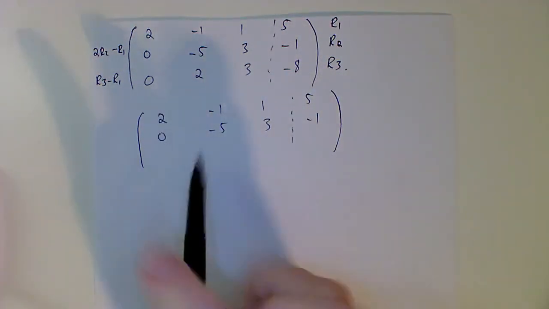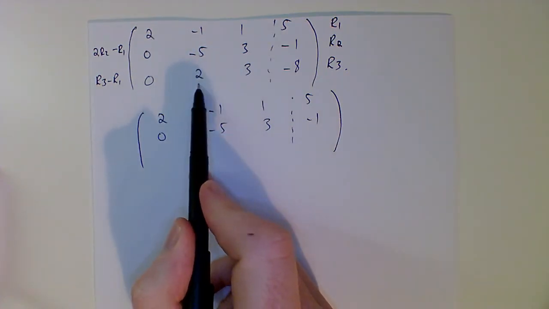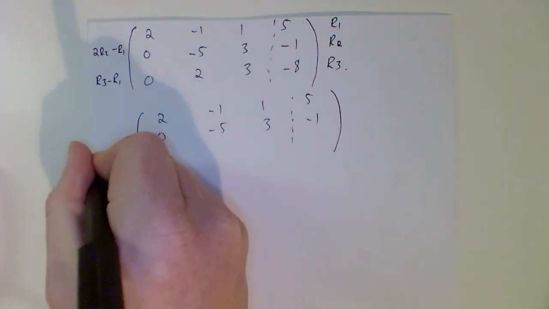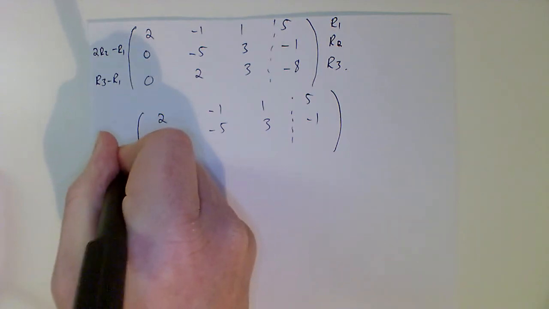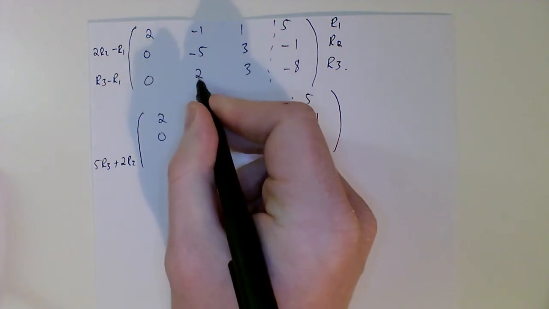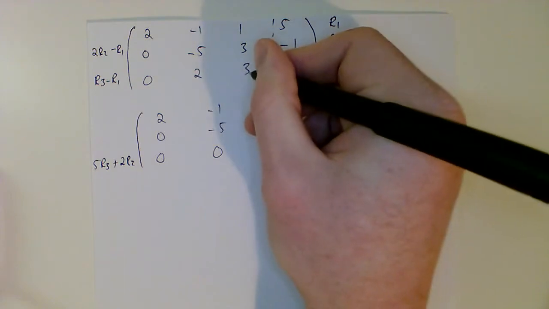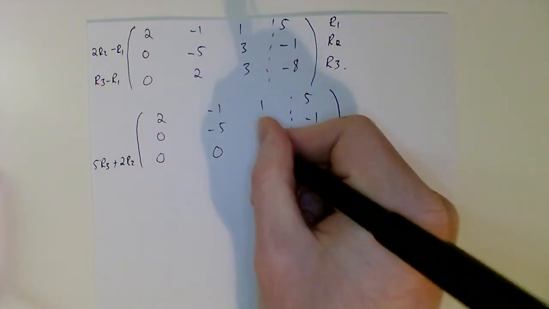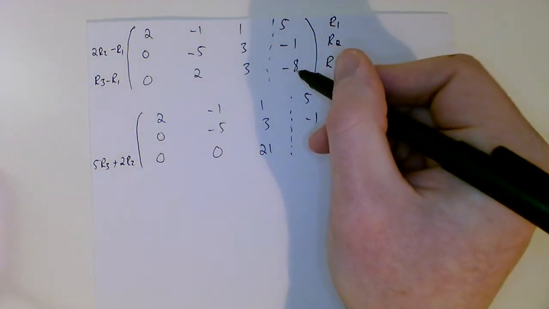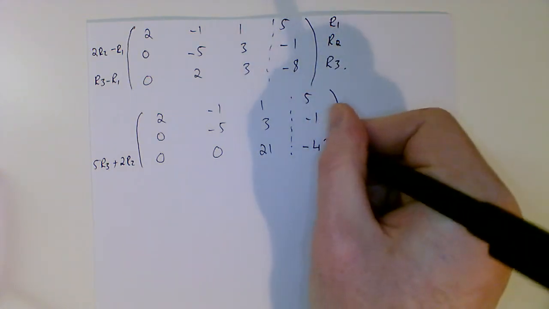Right, so I need to make that 0. So if I do 5 times R3 plus 2 times R2, so 5R3 plus 2R2. 5 times that would be 10 plus negative 10 would be 0, so that's right. So 0, 0. 15 plus 6 is 21. And negative 40 plus negative 2 is negative 42.